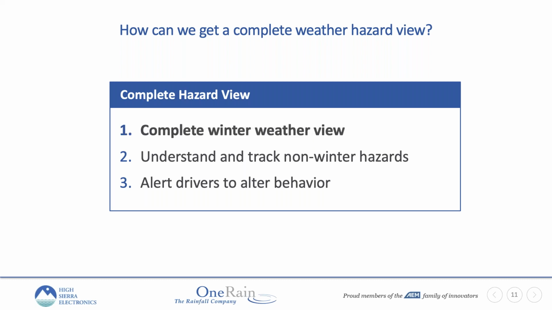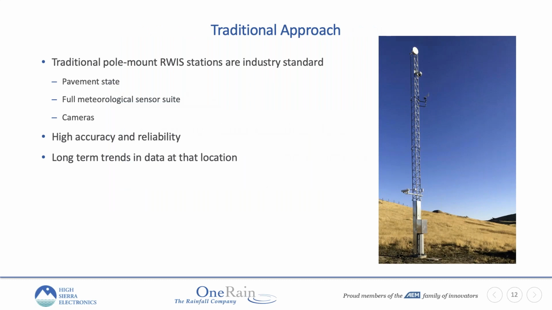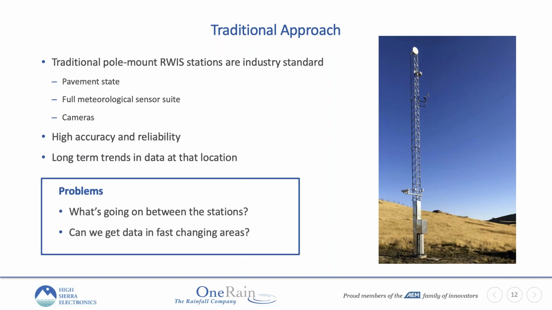So the first one we're going to dig into is getting a complete winter weather story. The traditional approach, or how the industry has gone about this for the last several decades, has been through traditional pole mount RWIS stations. What this does is it allows tracking of pavement state, has a full MET suite on it, and cameras to visually verify conditions.